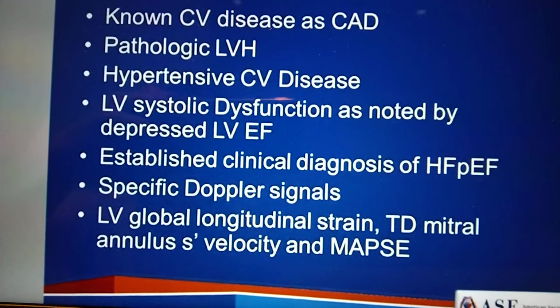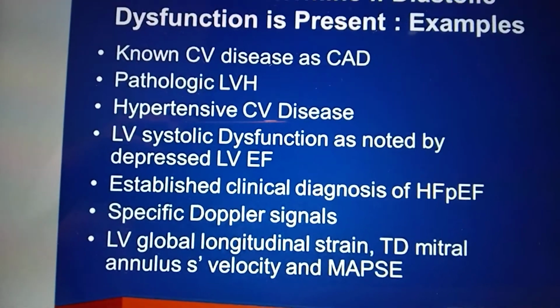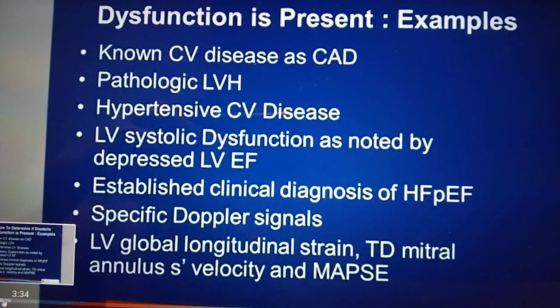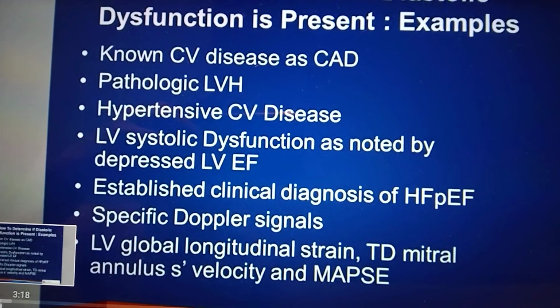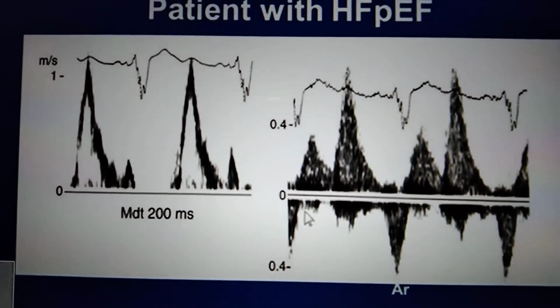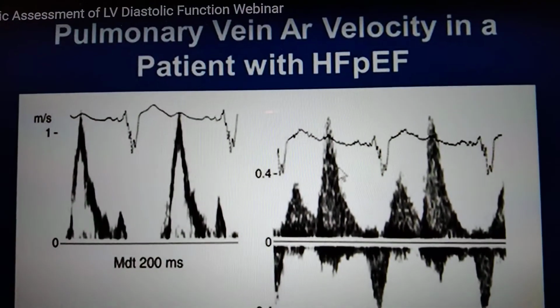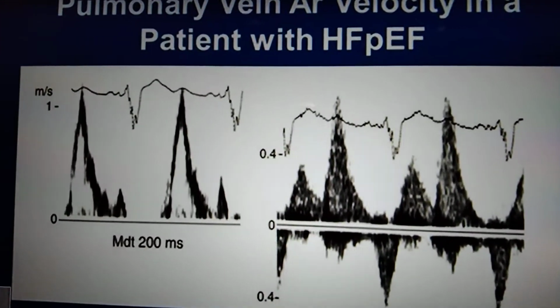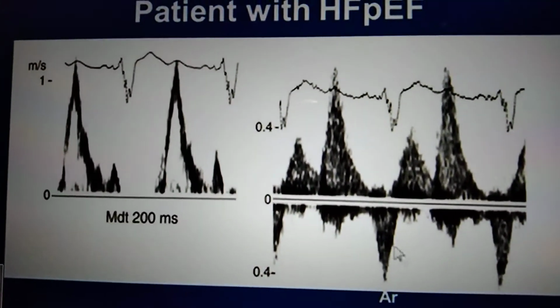So evidence of known diseases, coronary artery disease, and you may have evidence from the 2D exam for that, for example, wall motion abnormalities. If you identify the presence of pathologic left ventricular hypertrophy, if you look at the pulmonary venous flow, you see predominant flow in diastole, and you have a prominent atrial reversal. It's prominent not just in its peak value, but also its duration.